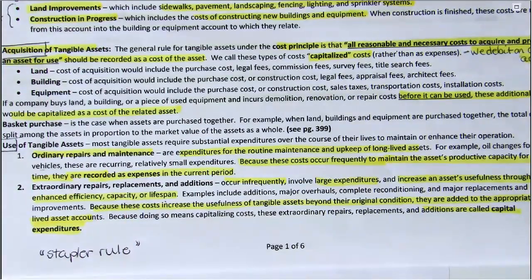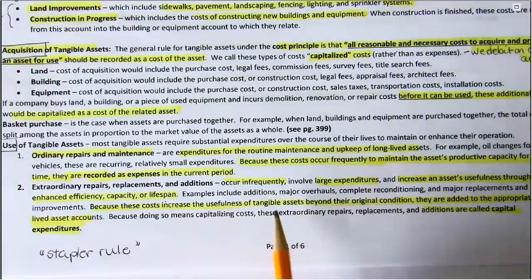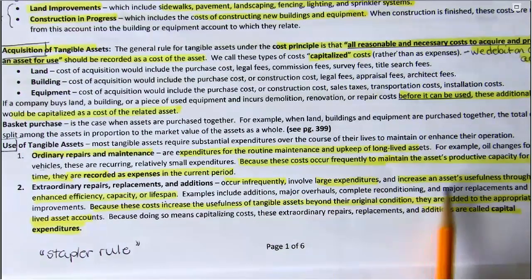So you would put that into an expense account, maybe repairs and maintenance expense. These are small, lower in value. They occur frequently. You're just keeping the asset in normal running condition. But if it's an extraordinary repair, replacement, or addition, we capitalize it. We add it to the cost of the asset. These occur infrequently. They involve large amounts of money, and you're increasing the asset's usefulness.